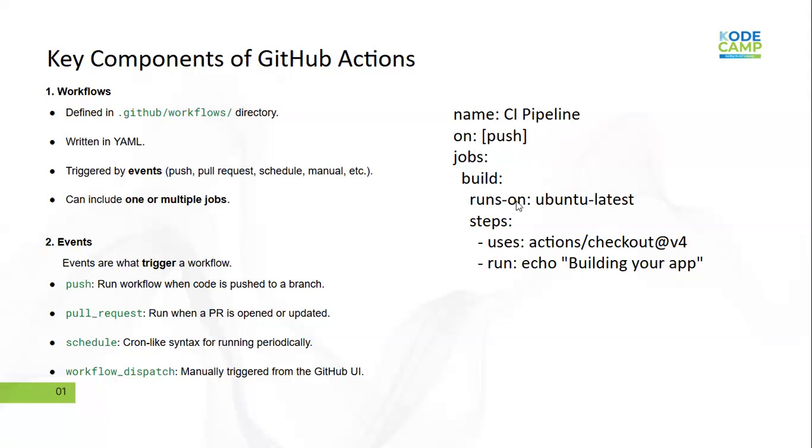Now runs on. This is the runner, because like I said, when we did Jenkins, you set up the infrastructure. But with GitHub Actions, GitHub sets up the infrastructure for you by creating an Ubuntu server within itself that helps you run the pipeline. So that means you are not the one maintaining the server. It is GitHub itself that's responsible for that.